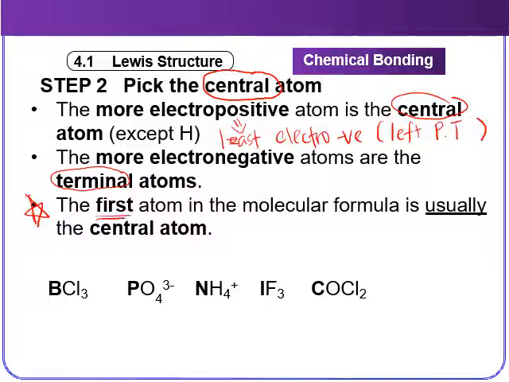The first atom appearing in the formula will always be the central atom. For example, BCl3, the first element is boron, so boron is the central atom. PO4 3 negative, phosphorus is the central atom. NH4 plus, nitrogen. IF3, iodine. COCl2, carbon. So all these first atoms appearing in the molecular formula will be the central atom.